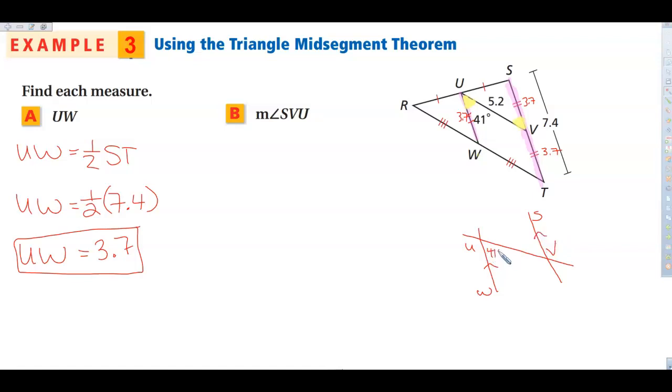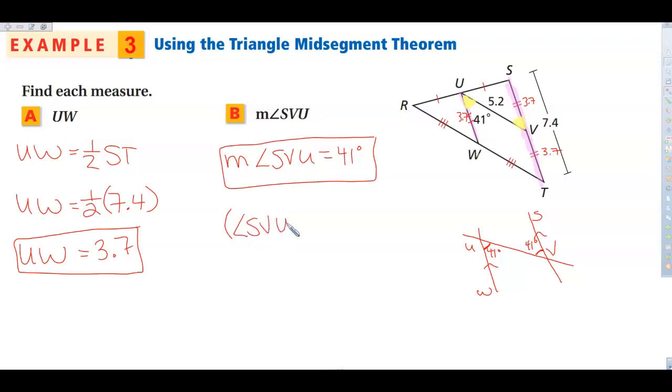Well, if this is 41 degrees here, we have alternate interior angles here. So these are both going to be 41 degrees. That means that the measure of angle SVU is 41 degrees. Again, that's because angle SVU and angle WUV are alternate interior angles, so they are congruent.